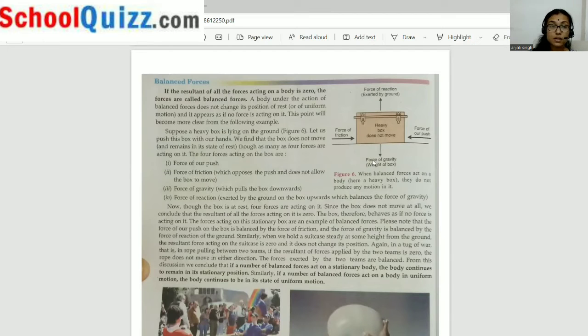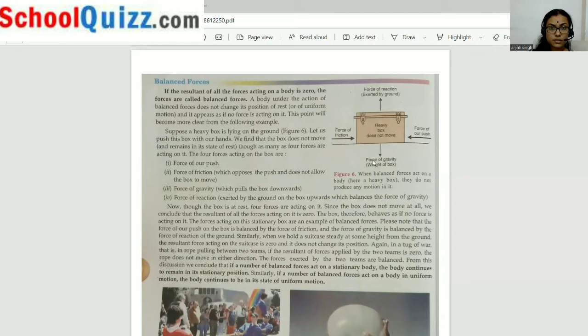Suppose your father, your big brother, or someone elder applies force, and this king size bed starts moving. Why? Because at that time the force of our push is greater than the force of friction. Clear? The force of our push is greater than the force of friction. Here, suppose a heavy box is lying on the ground.